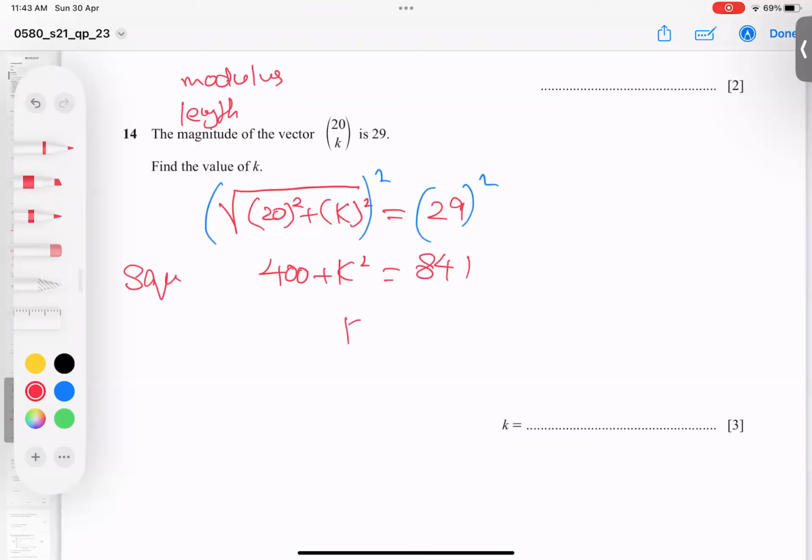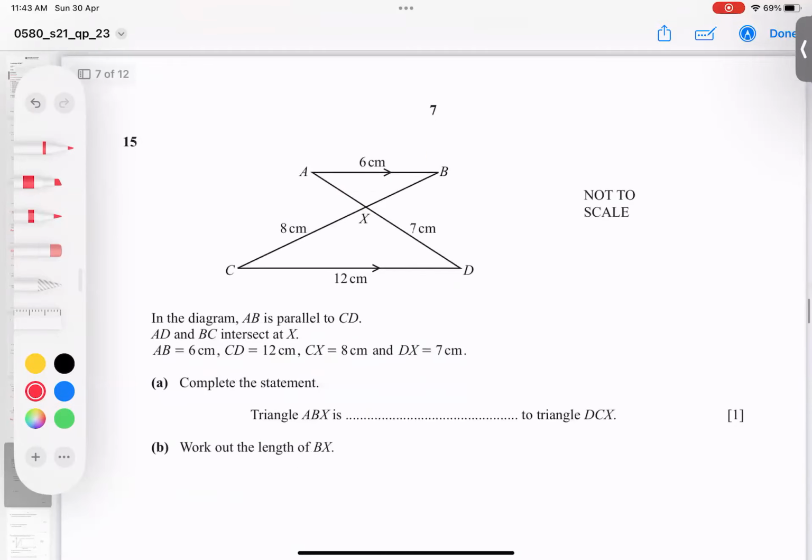And now this 841 minus 400, because this 400 goes there. So I got k to power 2 is 441. If you take the root of this number, you get plus and minus 21. Okay, plus and minus 21. I hope you got the idea. Okay, well, it's done. Question number 15.